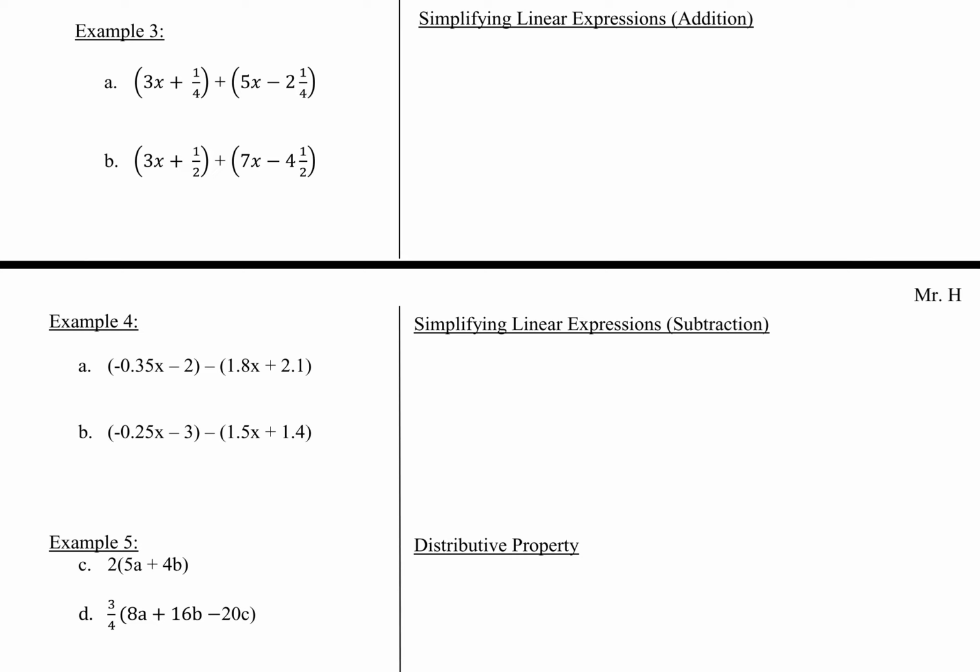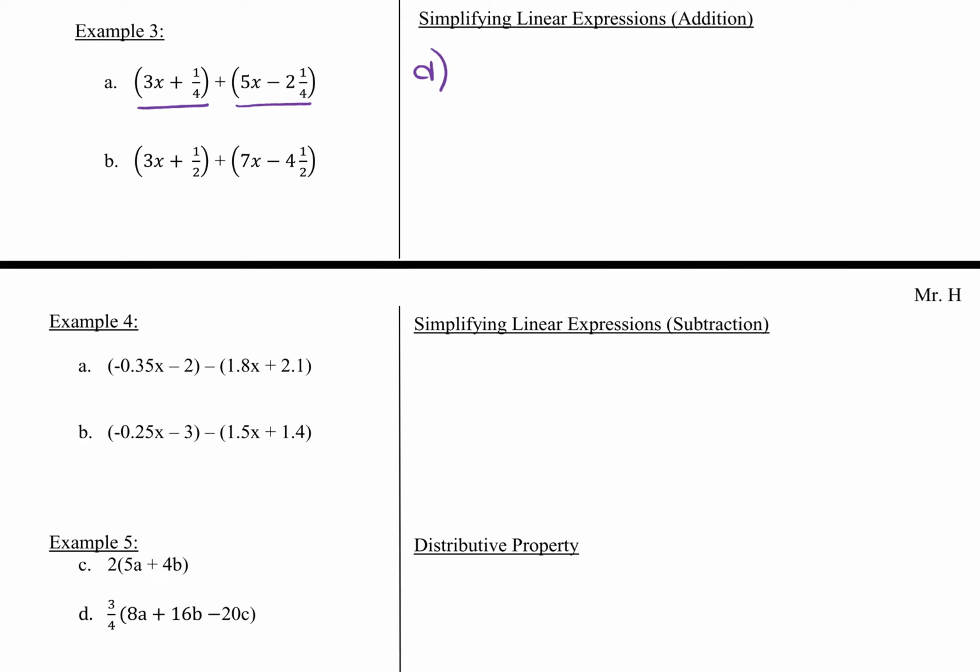Now let's look at simplifying linear expressions. With addition, the rules don't change. You are still going to add up your like terms. And you're going to ignore the parentheses. All we're saying here is I have an expression here, and I want to add those two expressions together. But I'm just going to combine my like terms like I've been doing.